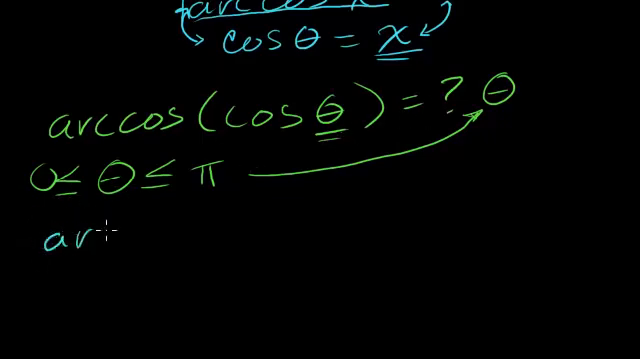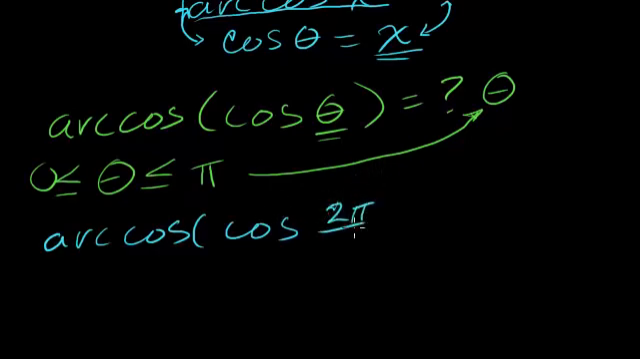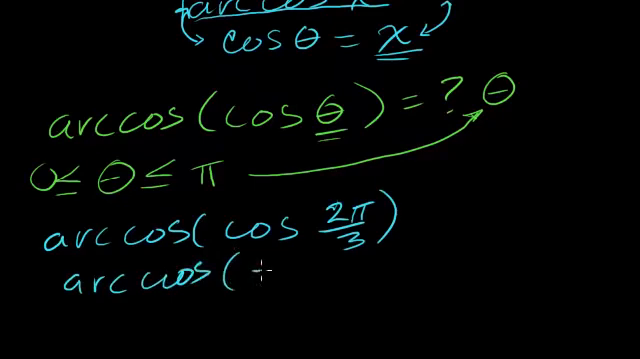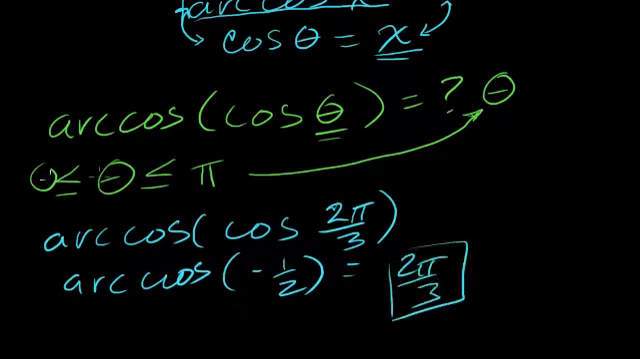Let me do one with theta in that range. Let's take the arccosine of the cosine of, let's just do one that we know, 2 pi over 3. Cosine of 2 pi over 3 radians, that's the same thing as the arccosine of -1/2. Cosine of 2 pi over 3 is -1/2. We just saw that in the earlier part of this video. And then we solved this. We said, oh, this is equal to 2 pi over 3. So if theta is between 0 and pi, it worked. And that's because the arccosine function can only produce values between 0 and pi.